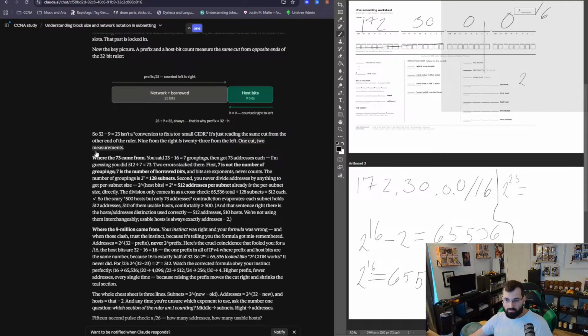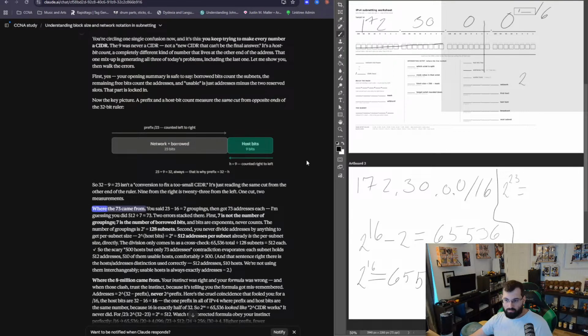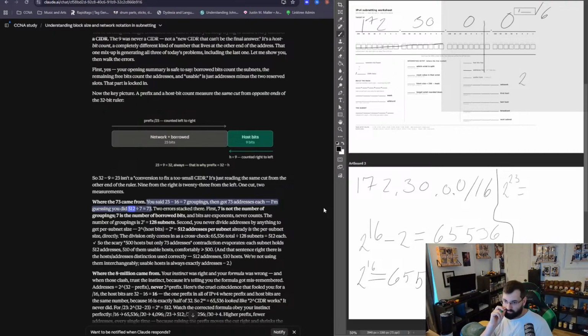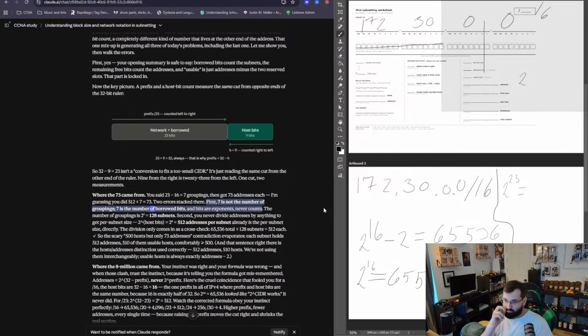You're circling where the 73 came from. You said 23 minus 16 equal to 7 groupings, then got 73 addresses each. I'm guessing you did 512 divided by 7, approximately. 2 errors stacked there. First, 7 is not the number of groupings. 7 is the number of borrowed bits, and bits are exponents, never counts.